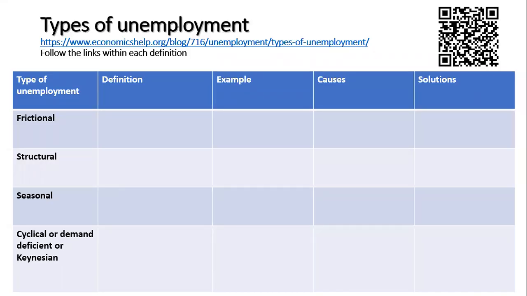So in economics, we have different types of unemployment. You've got frictional, structural, seasonal, and cyclical or demand deficient or Keynesian unemployment. Again, you know what to do at this stage.